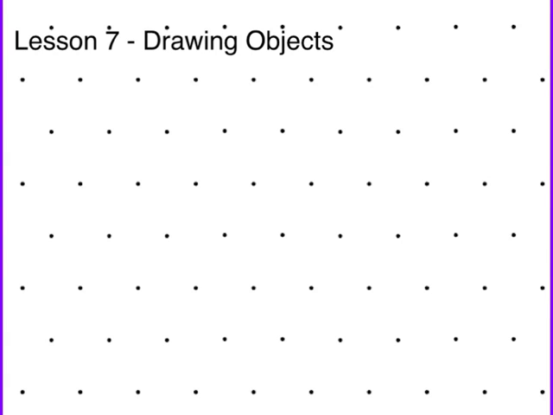Welcome to Lesson 7, Drawing Objects. You can use dot paper to draw various three-dimensional objects. For some of the objects we are going to use square dot paper, and for some of the objects we will use triangular dot paper as you see in this image.